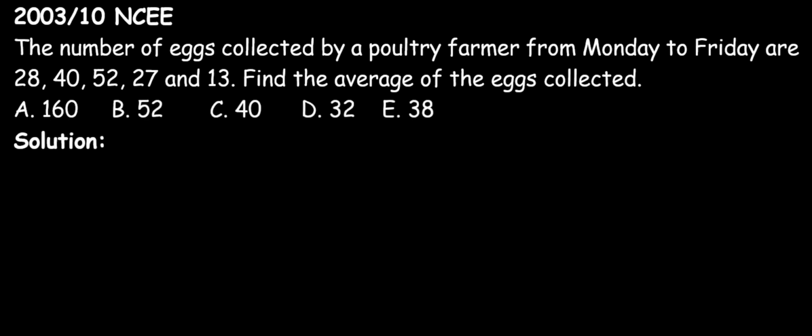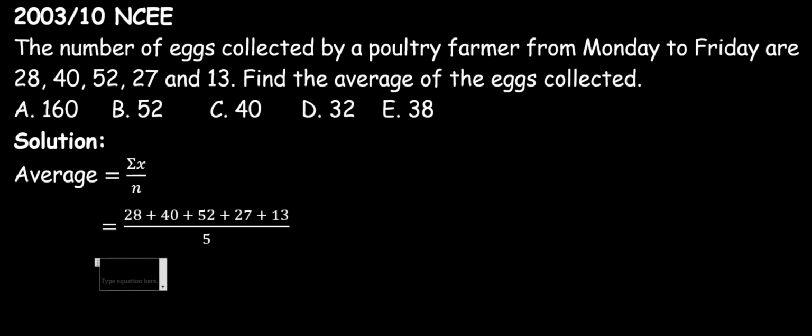The options are given. Solution. Average is equals to summation x over n, which is equals to 28 plus 40 plus 52 plus 27 plus 13 over 5. The 5 here is the total number of data collected. There are 5 of them, which will give us 160 over 5, which is equals to 32.